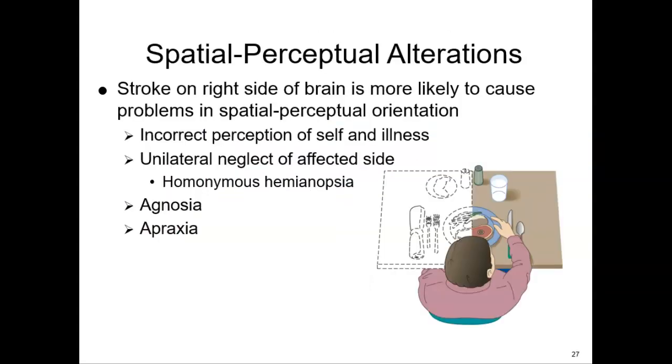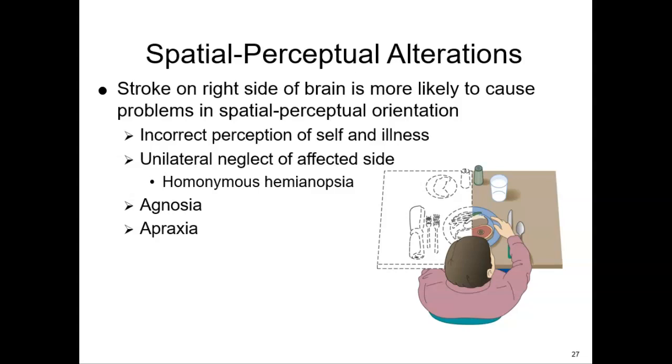Spatial perceptual changes are more common with right-sided stroke, and that's because the parietal lobe affects self and illness perception, so they may deny their illness and not recognize their own body parts, and they would neglect the input from the affected side. And then you can see here that that's a picture of, I can never say it, hemianopsia, which is blindness in the same half of the visual field in both eyes.